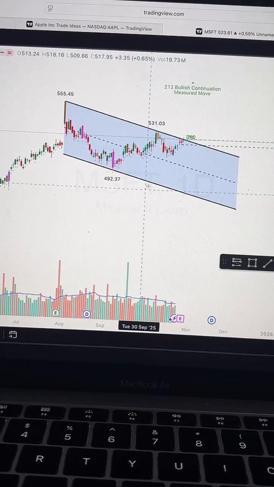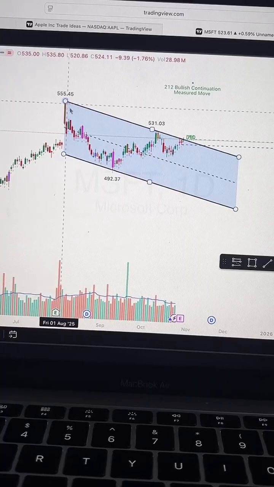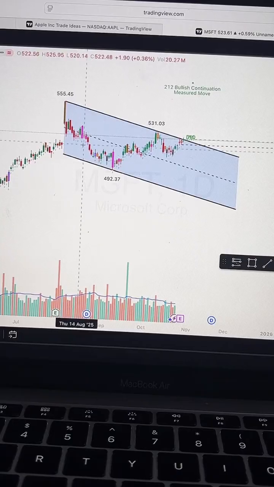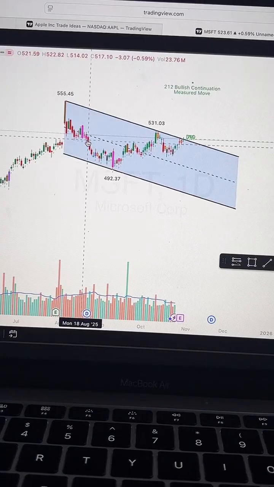But you can clearly see your levels that you can target for Microsoft. We have a high of 555. You have some resistance here. All you would do is target previous resistance. Hold on, y'all. I'm catching up to the comments. Hold on.